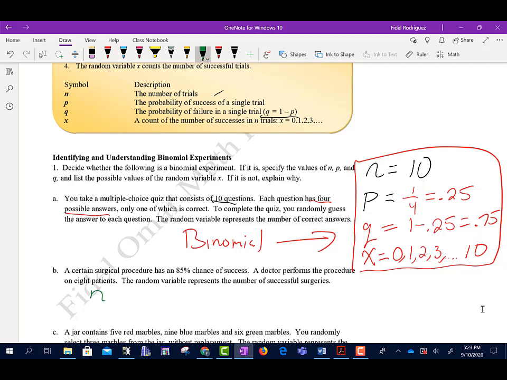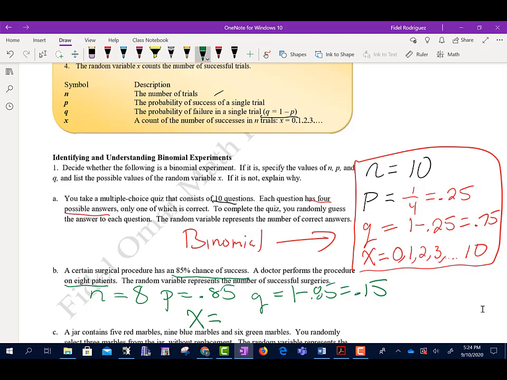Okay, so n. How many times is the doctor going to do this surgery? He's going to do it 8 times because it's going to be on 8 patients. The probability that the surgical procedure is going to be successful is 85% or 0.85. So remember, q is going to be 1 minus 0.85, which would be 0.15. Okay. And then x. Remember what x is going to stand for. The number of times that the surgical procedure was done correctly or successfully.